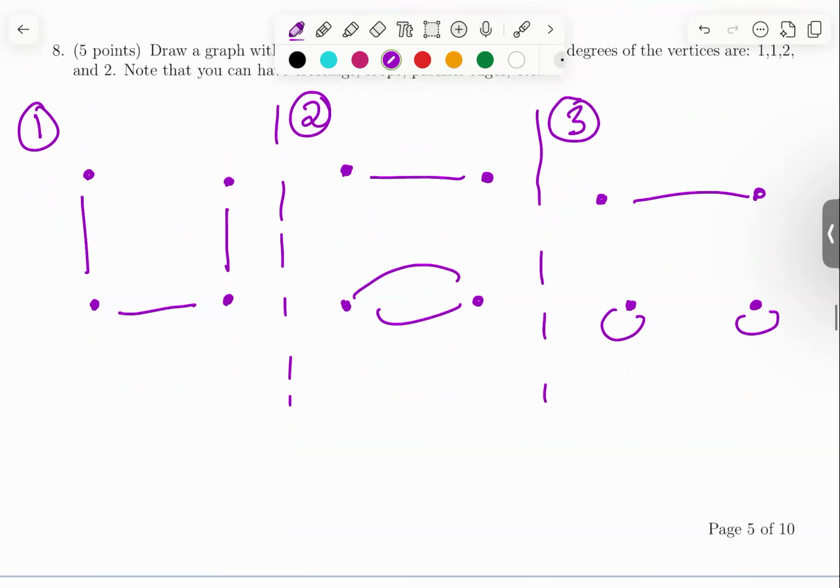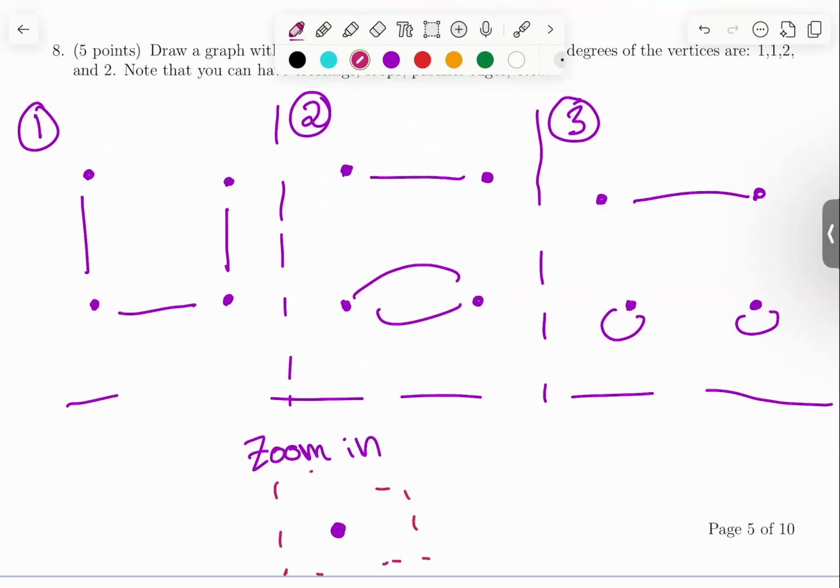Because don't forget, loops like this count as 2. So the idea that I often give people is, you imagine that you zoom in on some vertex, and you just look at how many times an edge touches it. If it gets touched twice, then it has degree 2. If it gets touched once, it's degree 1. If it never gets touched, it's degree 0. If it gets touched n times, then it's degree n. So if you zoom in on a loop-de-loop, you see that it gets touched twice.